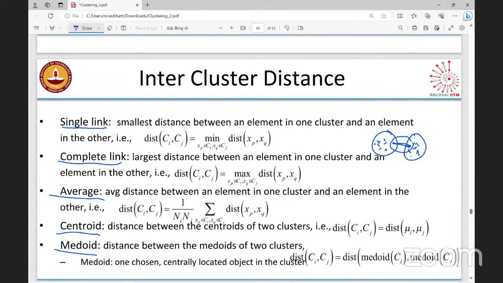It looks at the largest distance between an element in one cluster and an element in another cluster. The average looks at the average distance between elements in one cluster and elements in another cluster. In the case of centroid, they look at the distance between the centroids of the two clusters, and in medoid, they look at the medoids of the two clusters. So these are some intercluster distances which we can use to create our dendrogram.